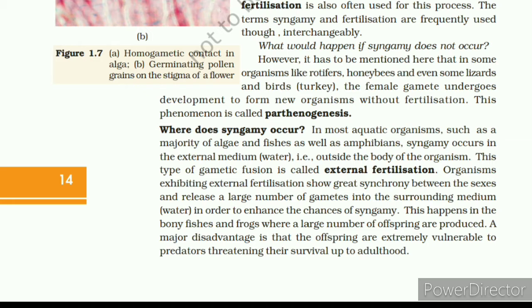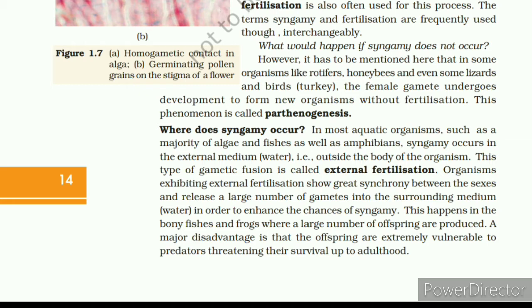In all these organisms, the egg is formed inside the female body, where it fuses with the male gamete. In organisms exhibiting internal fertilization, the male gamete is motile and has to reach the egg in order to fuse with it. In these, even though the number of sperms produced is very large, there is a significant reduction in the number of eggs produced. In seed plants, however, the non-motile male gametes are carried to the female gamete by pollen tubes.